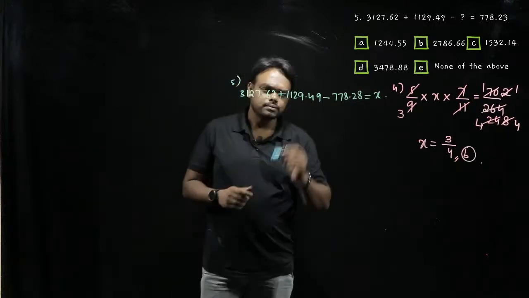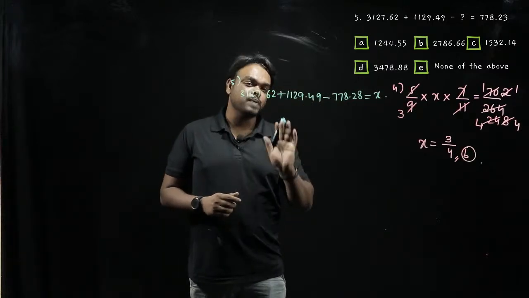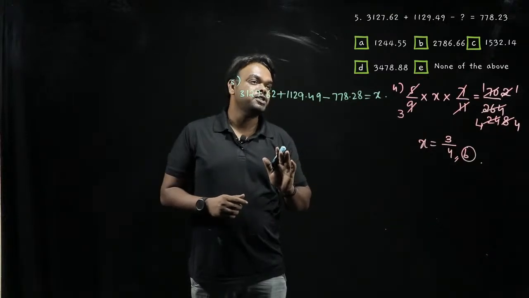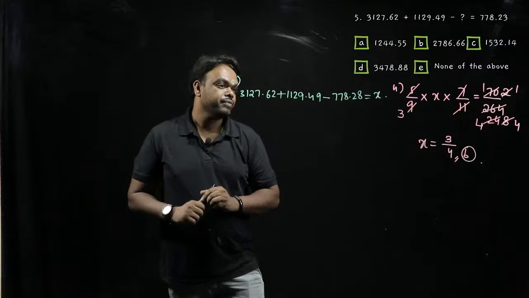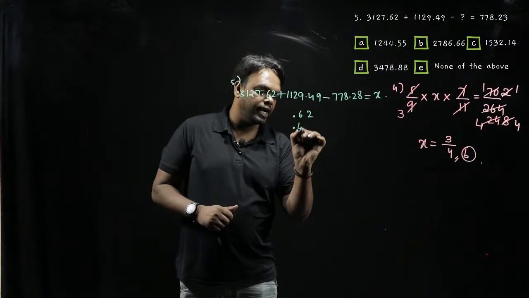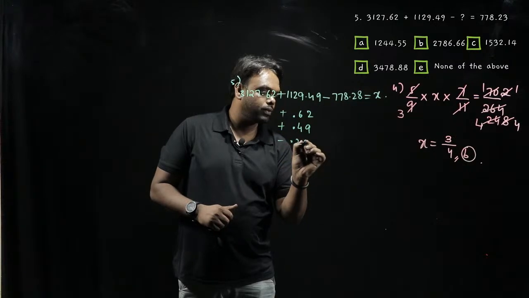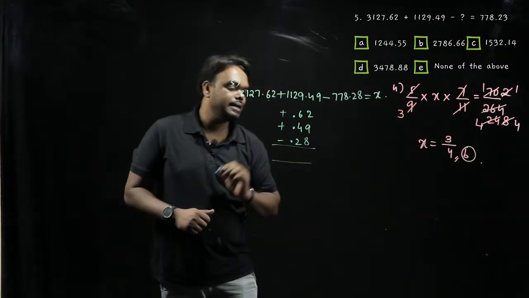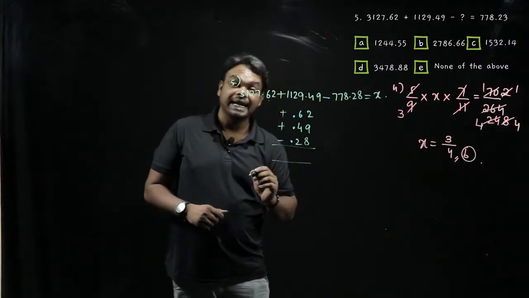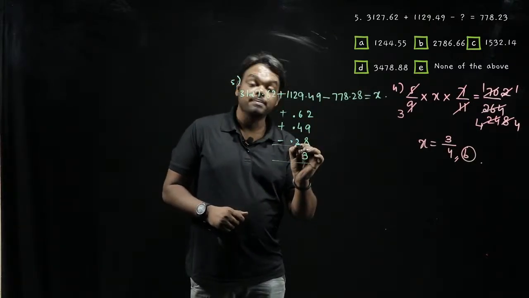Now, first, let us see. Without solving, can we get the answer just by looking at the options? Well, options are varying a lot. It means if we just deal with the decimal part, we should get the answer. Let us see. Decimal part, 0.62, 0.49. Both are positive. And here, minus 0.28. Let us try to calculate the answer here. 9 plus 2, 11. 11 minus 8, that is 3. Here, 6 plus 4, 10. 10 minus 2, 8. 8, 3.